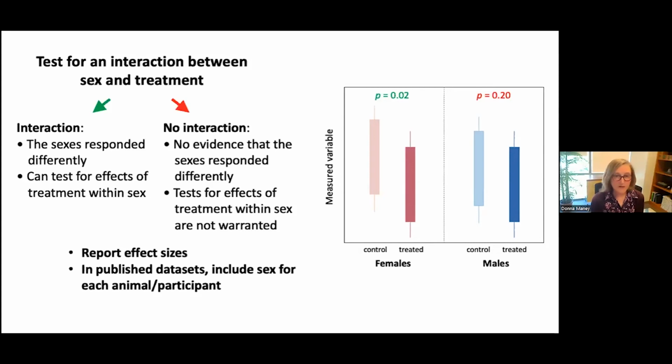And then, of course, it's always a good idea to report effect sizes, particularly if you're underpowered, and to publish your raw data disaggregated by sex so that they can be used by other researchers in meta-analyses.